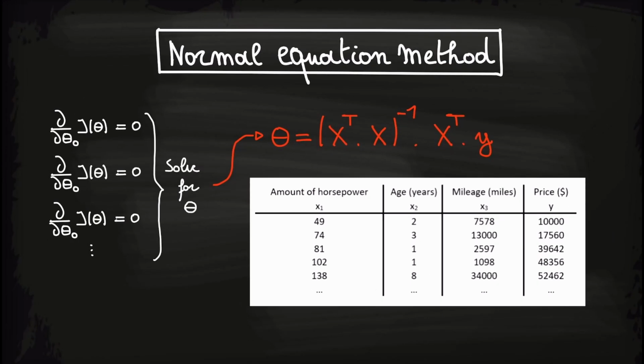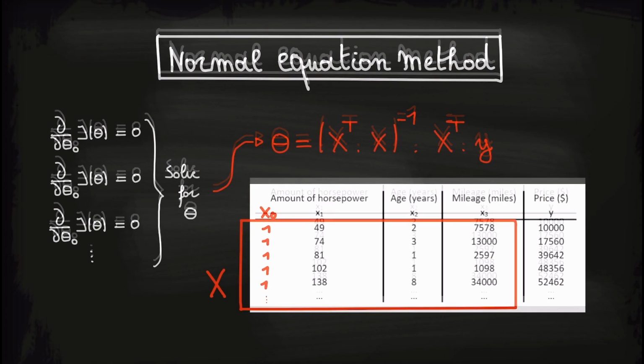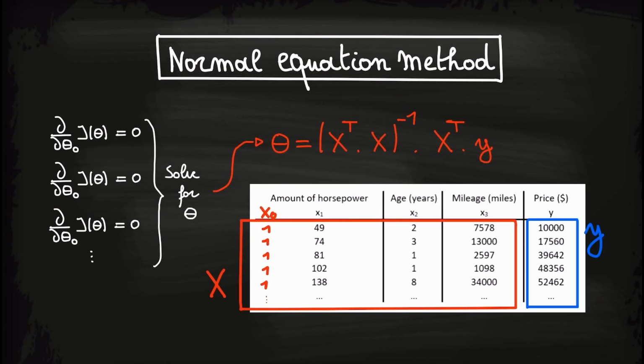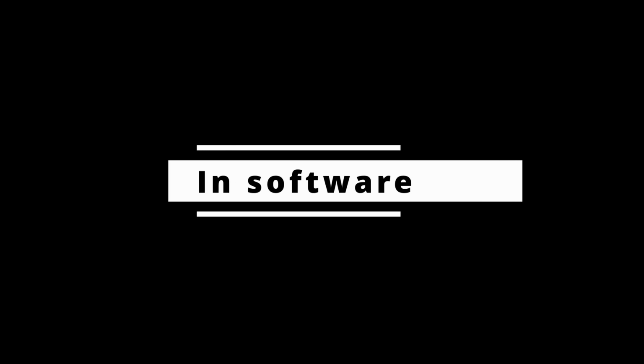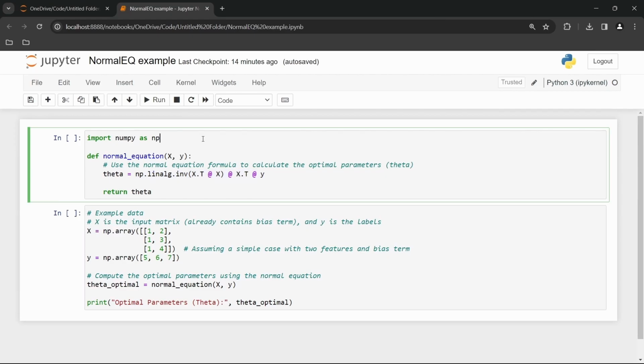From this dataset we get the following input matrix x and output vector y. That's actually all we need to solve for theta. You can now implement this in the programming language of your choice. In Python, this might look like this. Alright, so here's the code we'll be breaking down. It's a Python script that calculates the optimal parameters, theta, for a linear regression model using the normal equation. Let's go through it step by step.